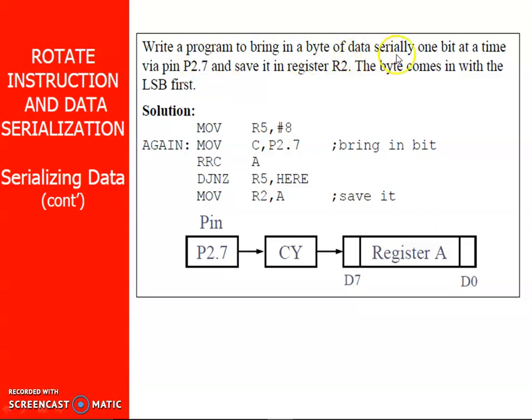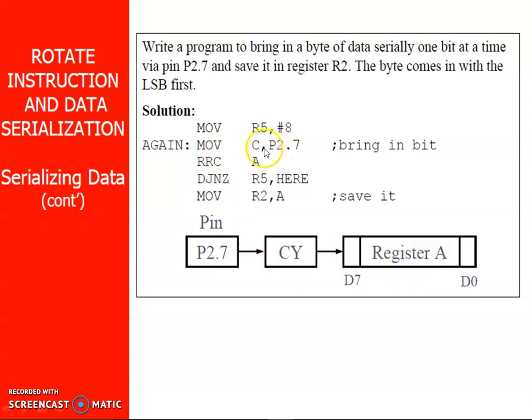Next, write a program to bring in a byte of data serially 1 bit at a time via pin P2.7 and save it in register R2. The byte comes in with the LSB first. Again, LSB first means we have to use the RRC instruction. Let us see. First the count value, MOV R5, #8. Then MOV C, P2.7. Now it is the reverse: from port P2.7 we have to move the content to register A bit by bit, again with the help of the carry.